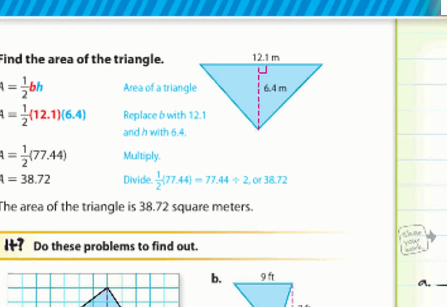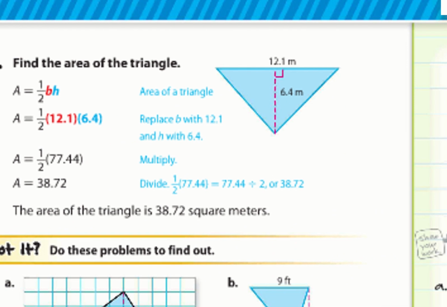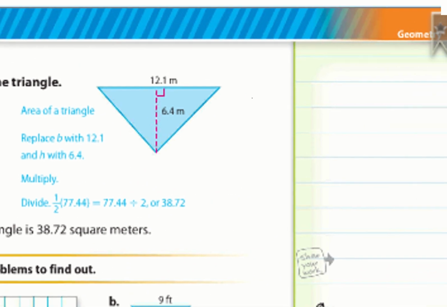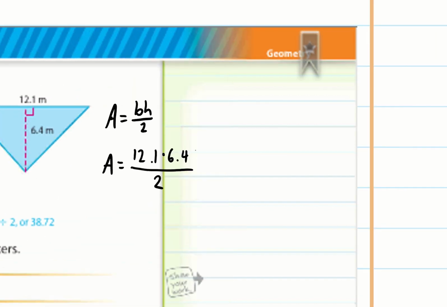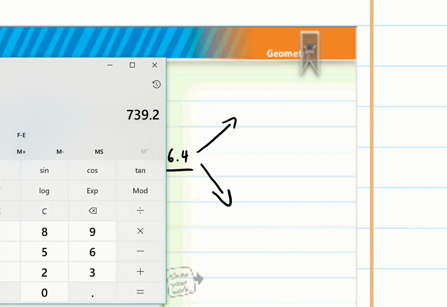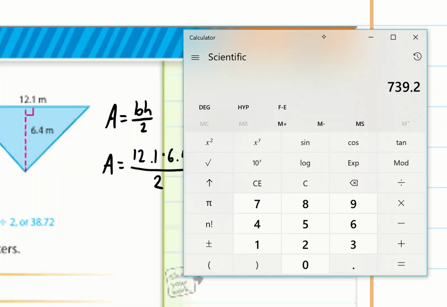Number 2, find the area of the triangle. So same thing, our base. I'm going to take our formula, base times height divided by 2. So area equals 12 and 1/10 times 6 and 4/10 divided by 2. Now I am going to show both methods like last time. I'm also going to use a calculator.